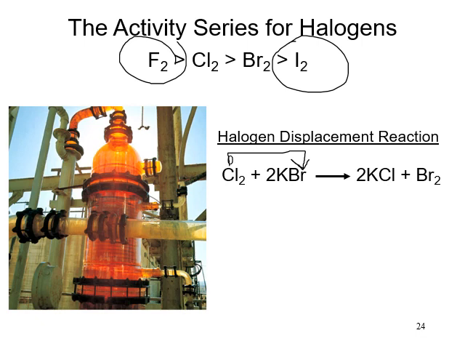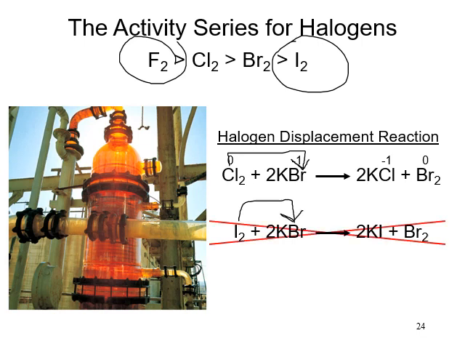This is how bromine is made. And there's your oxidation numbers showing the redox attribute. So will iodine kick out bromine? I don't think so. No, it won't, because iodine is not as active as bromine.